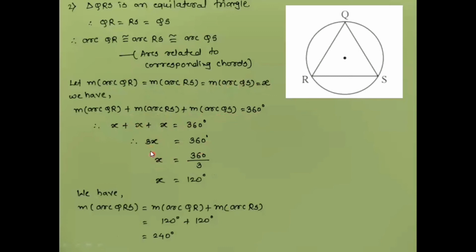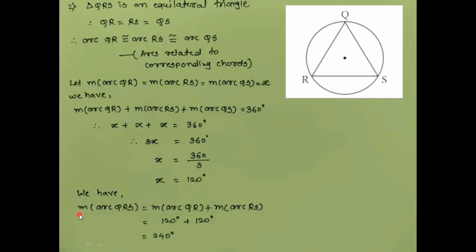We have to find the value of x, so we'll transfer 3 to the right hand side, where it will be in the denominator. So 360 divided by 3, x is equal to 120 degrees. So this is the value of x. That is, the measure of each of these arcs is 120 degrees.